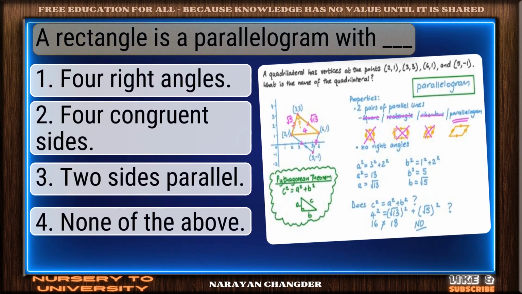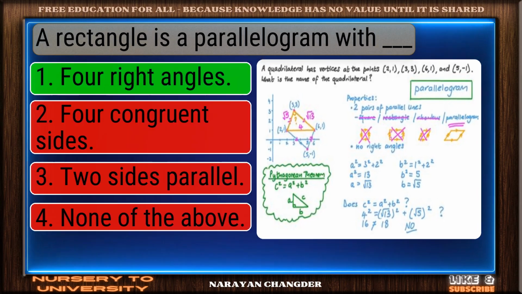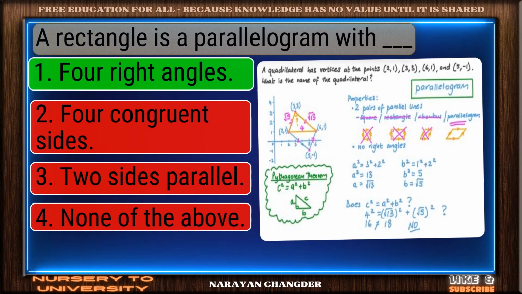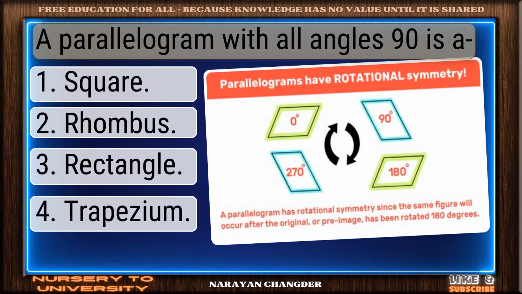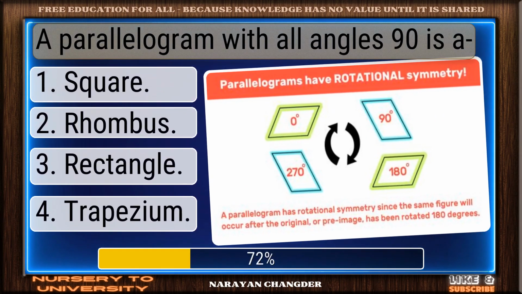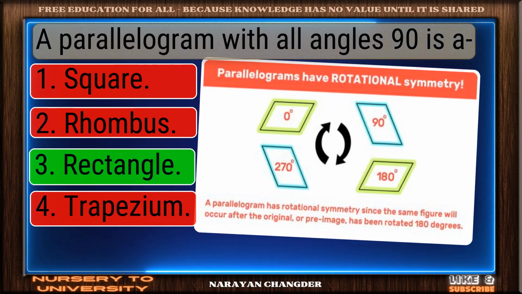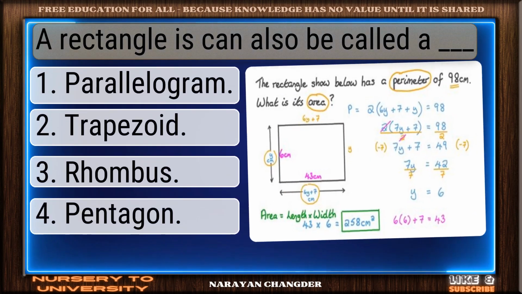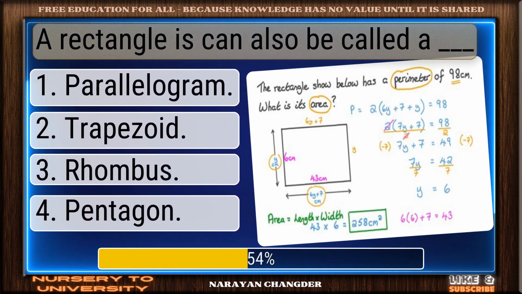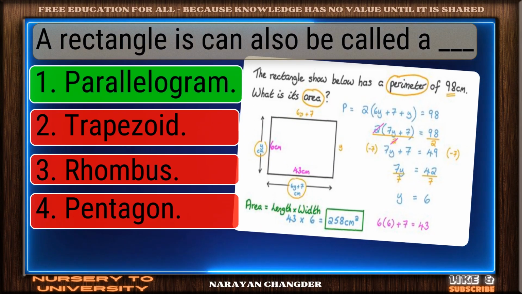Question number 104. A rectangle is a parallelogram with dash. You got it. Your choice, right angles, is right. Question number 105. A parallelogram with all angles 90 is a. Great job. Rectangle is the accurate answer. Question number 106. A rectangle can also be called a dash. Well reasoned. Parallelogram is the correct choice.